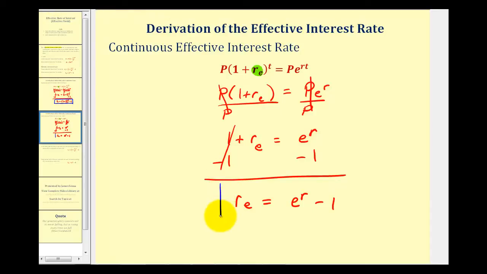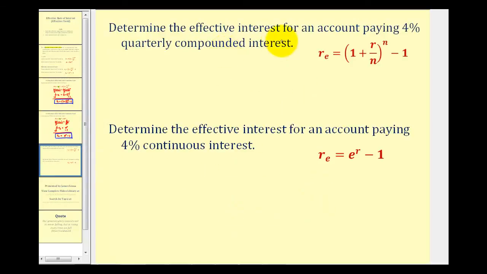Now that we know where these formulas come from, let's take a look at two examples. We want to determine the effective interest rate for an account paying 4% quarterly compounded interest. Well, the interest rate is 4%, so r is equal to 4%, expressed as a decimal would be 0.04. And because the interest is paid quarterly, n, the number of compounds per year, is going to be equal to 4, since there are 4 quarters per year. This is all we need to determine the effective interest rate.